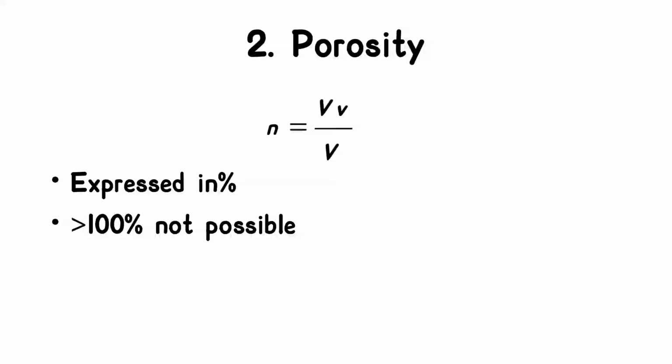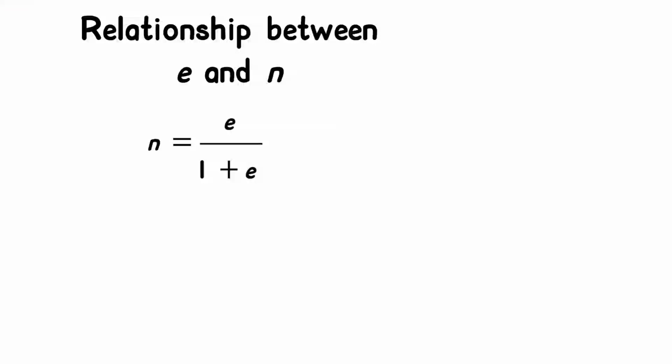The next is porosity. Porosity is defined as the volume of voids to total volume. It is denoted by the letter n and is expressed in percentage. Now this porosity can never be greater than 100%, because that means that the volume of voids is greater than the total volume, which is absolutely absurd. Now there is a relationship between e and n, that is void ratio and porosity. Porosity n will be equal to e divided by 1 plus e.